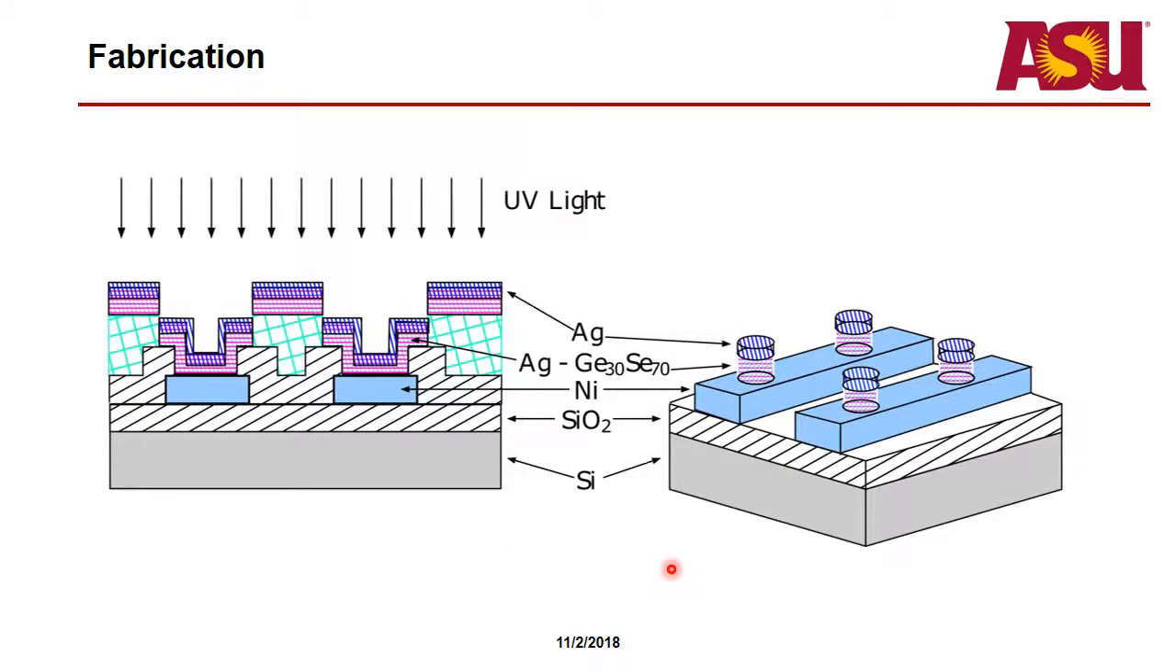And then after that, we take it out of the evaporation chamber, put it under a UV light to a certain dose of UV energy, and that'll drive the silver into the chalcogenide glass. And so that's known as photodoping. And that silver will actually react with the selenide, and then it'll become the fast electrolyte.